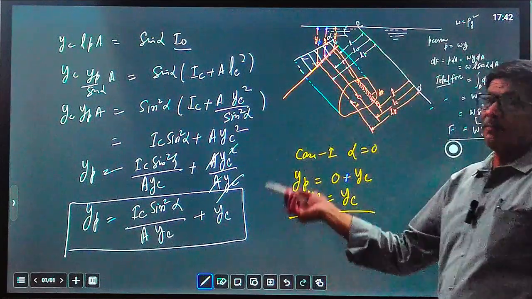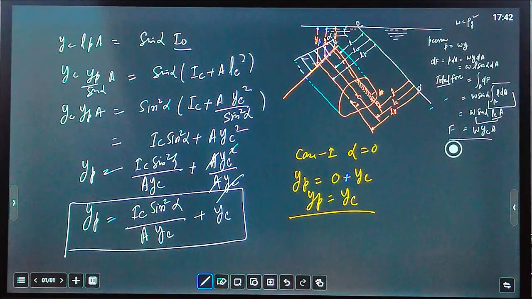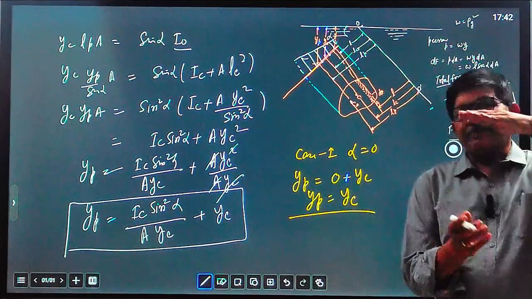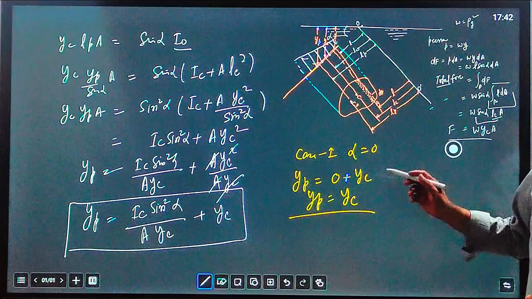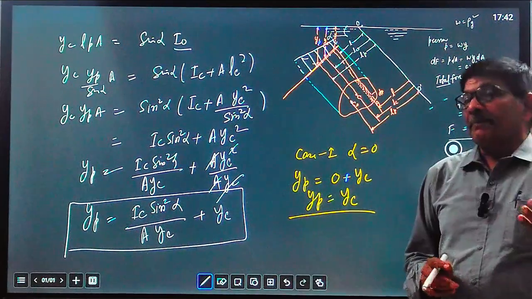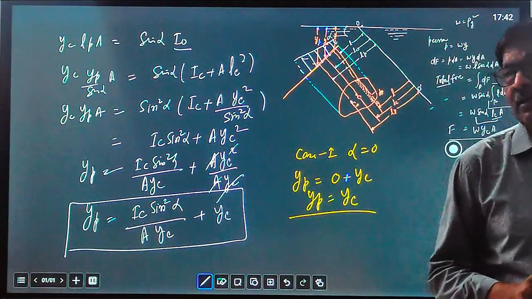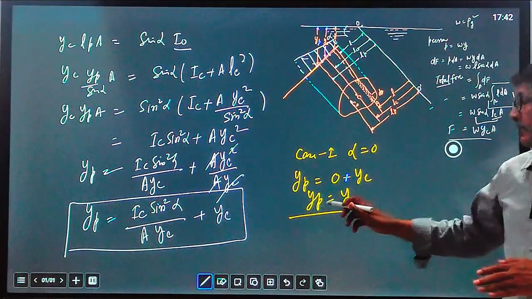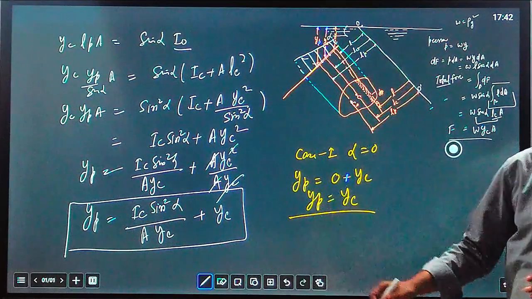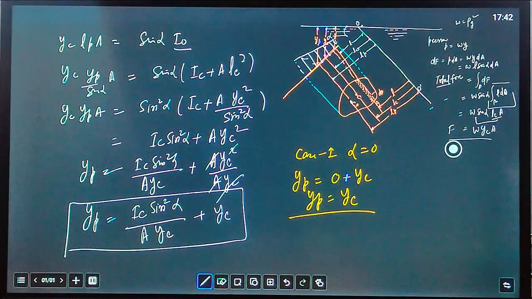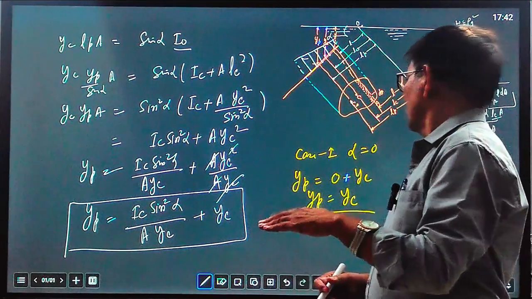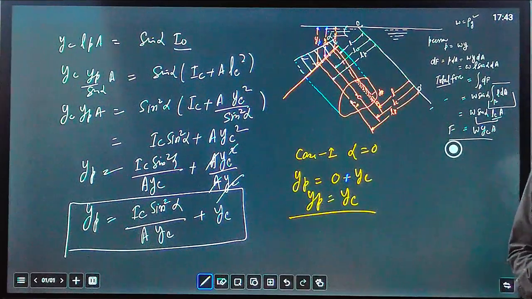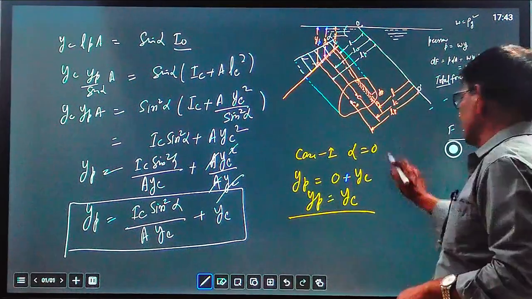In this case the plane surface is not inclined with respect to the free surface, means both the free surface and plane surface are parallel. So alpha equal to 0 means the center of pressure and the centroid of the area will be at the same distance on the free surface. Means Yp equal to Yc.